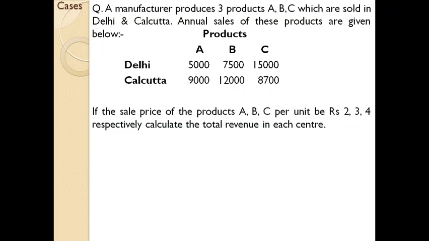Total income means, if you are a manufacturer, the total number of units into its selling price, then you will get the total sales. Since there are 3 products, you need to find it for 3 different products. So you need to multiply the number of units given here into the selling price per unit. When you add all these amounts, you will get the total income of the concern.